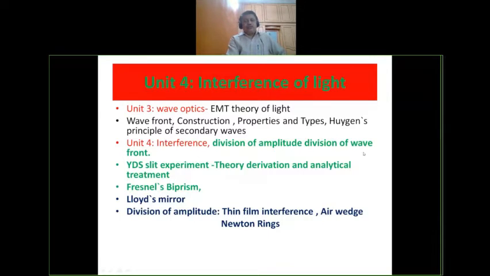We will discuss division of amplitude and division of wavefront. For division of wavefront we will study in detail Young's double slit experiment, the theory. There is a simple derivation for this, and then some analytical treatment, followed by Fresnel's biprism and Lloyd's mirror. In the subsequent classes we will see division of amplitude, wherein we will study thin film interference, air wedge, and also Newton's rings.